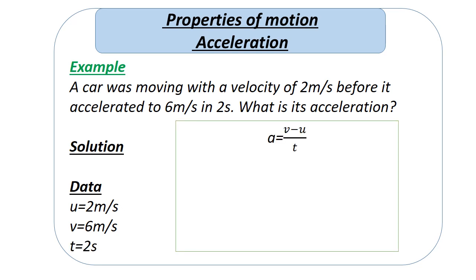So we recall the formula for acceleration, which is v minus u over t. So we can replace. So acceleration is equal to final velocity 6 minus initial velocity 2 divided by time 2. So 6 minus 2 is going to be 4, divided by 2 is going to be 2 meters per second squared. That's how to get acceleration.